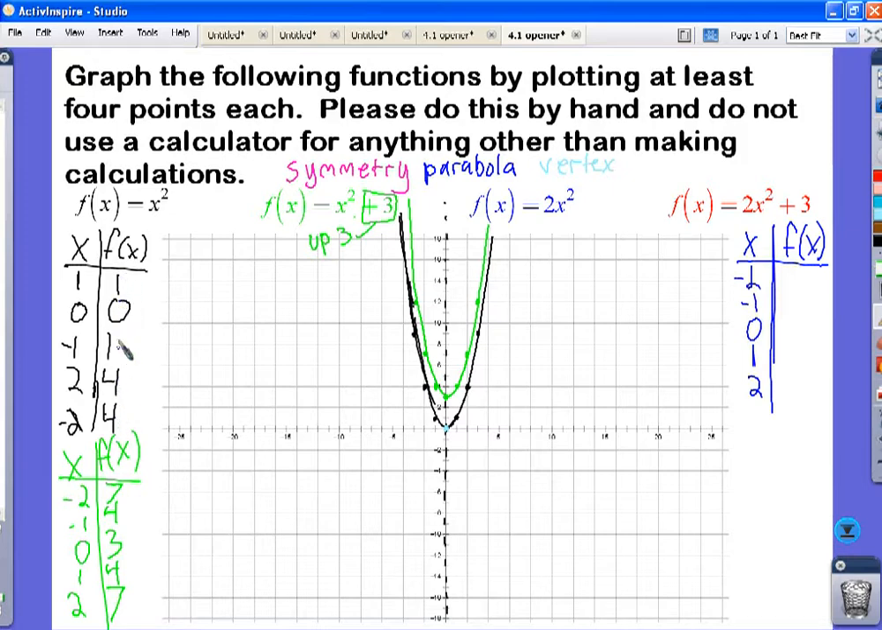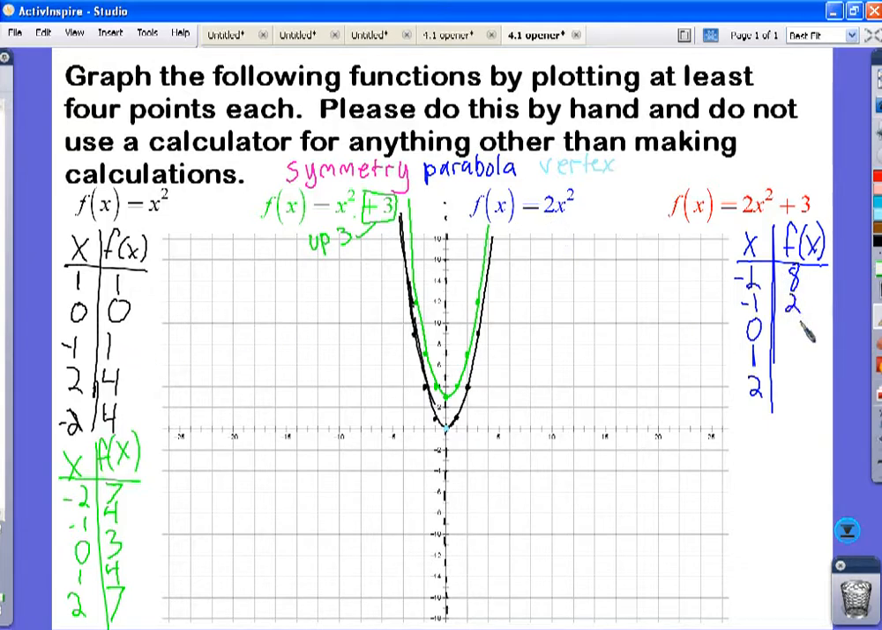We're going to take these outputs. These are the outputs of x squared. We have those here. But then we multiply them by 2, so all of these will get multiplied by 2. When you take -2 and you square it, you get 4. But then you multiply it by 2, you get 8.